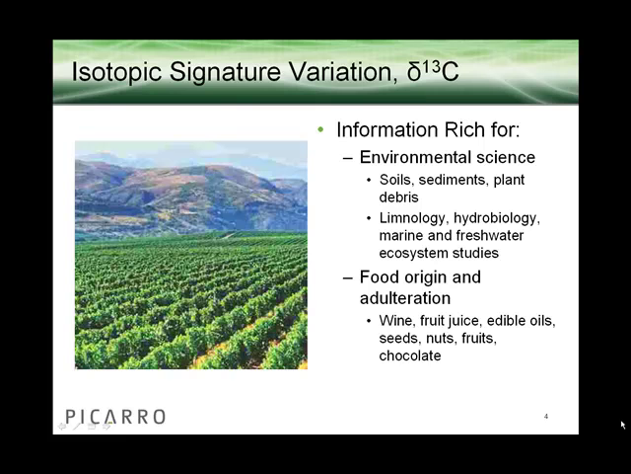In addition, the delta carbon-13 values differ among plants, providing a basis for measuring food origin and also adulteration, especially when cheaper C4 contaminants are used in C3 products, corn syrup being one example of a potential adulterant.